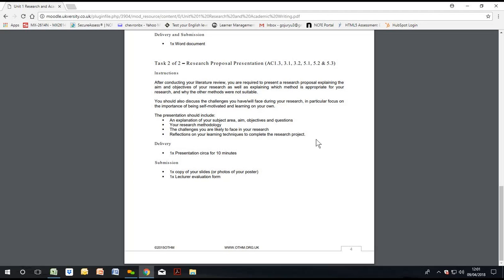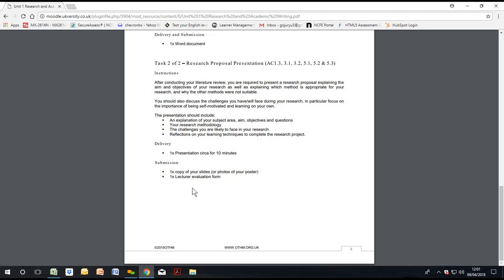The presentation can include an explanation of your subject area, your aim, your objectives and your questions, what method you're going to use for your research, the challenges you're likely to face, and the reflections of your learning techniques to complete the research project. That's a presentation which will take approximately 10 minutes. So you're going to need roughly a minimum of 5, but probably around 8 slides that would take 10 minutes. The submission is a copy of your slides, photos, and an evaluation form.